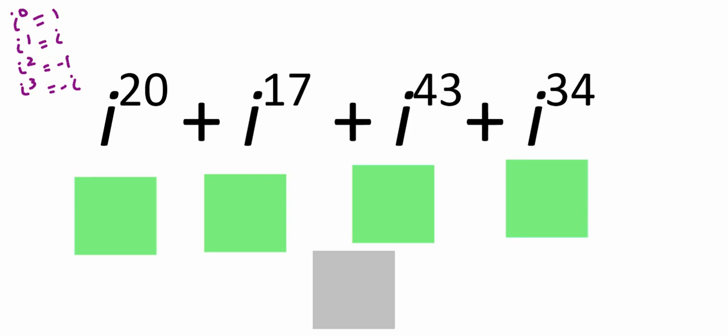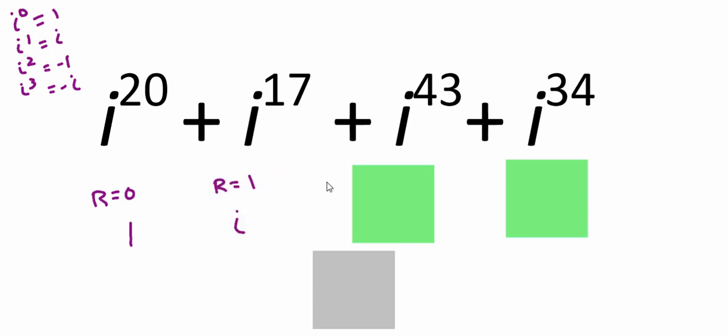This is when I really wanted to make sure that you all understand. You're going to see these in WebAssign. So once again, i to the 20th, we can either divide or we can say, hey, what's the closest multiple of 4? 20 is a multiple of 4. It's right on it. There's no remainder. That's going to mean that it matches up with i to the 0, which is 1. Remainder is 0. 17, you can either divide and see the remainder, or you can say, hey, the multiple of 4 is 16. 17 is 1 away from that, which matches up to i to the 1, which is i.